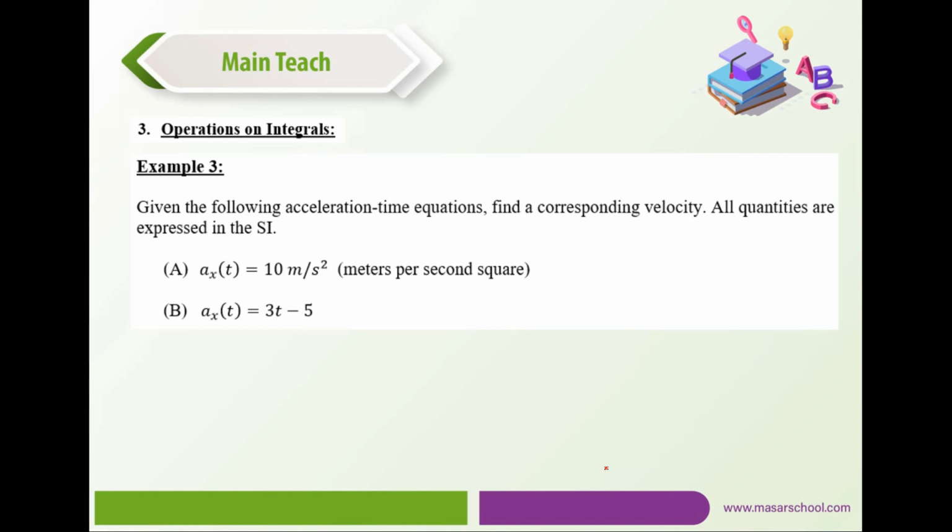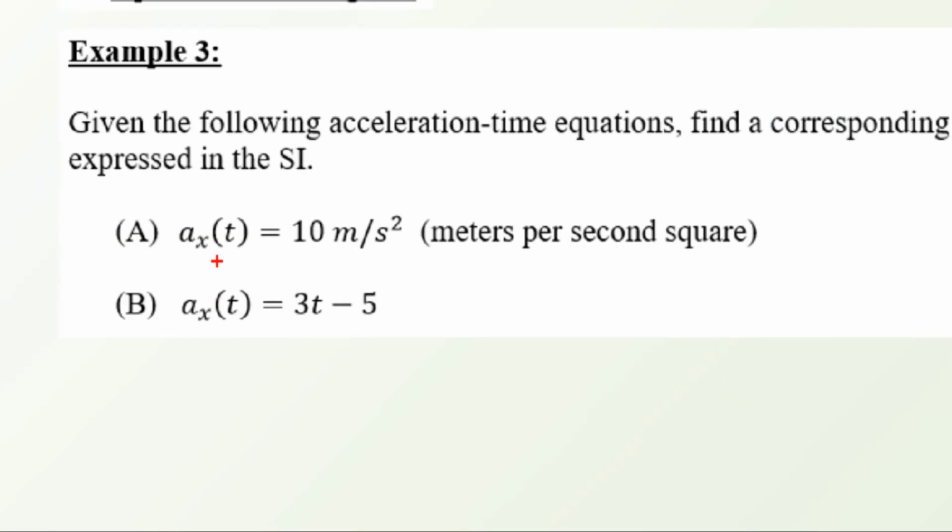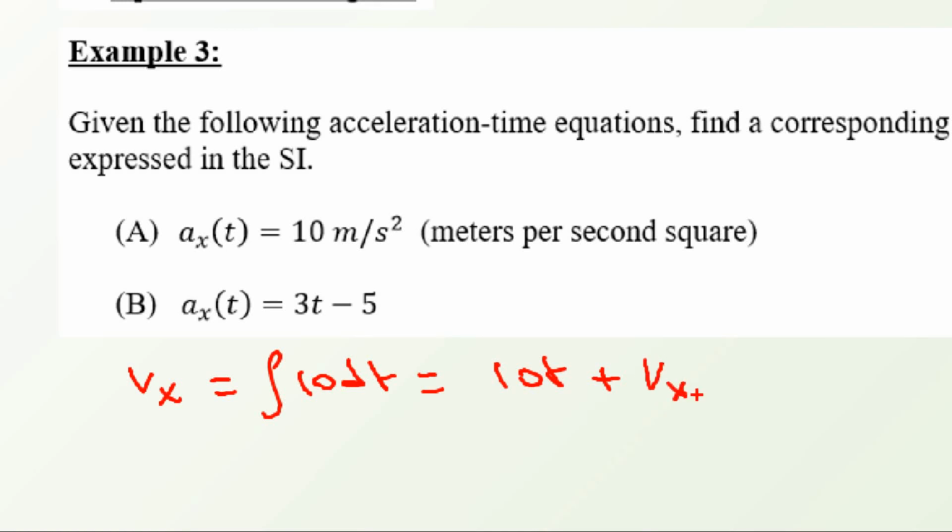Now example 3, given the following acceleration time equations, find a corresponding velocity. All quantities are expressed in SI. In this case we have the acceleration, we need to determine the velocity, so we're going backward in variables of motion, and that can be done using antiderivative. Then for ax, we need to determine vx, which would be the integral of 10 dt, and that would be a linear term 10t plus a constant which is related to vx computed at the initial instant 0, that would be vx0.